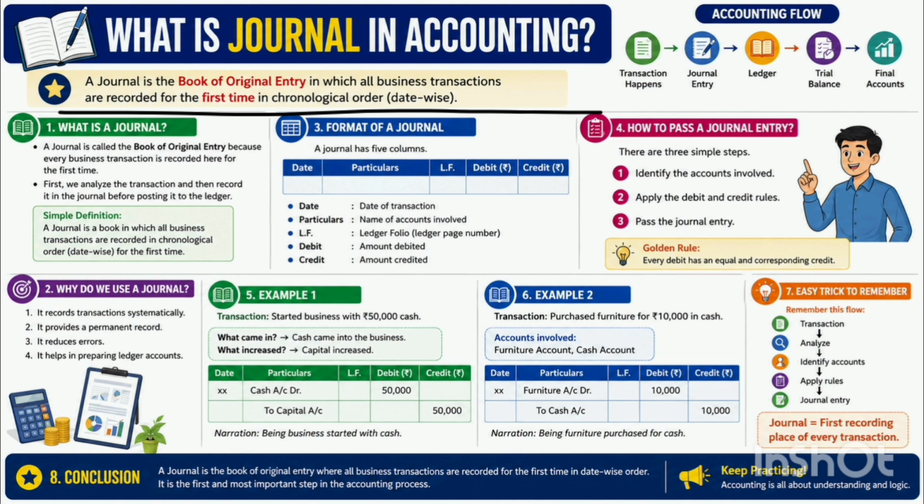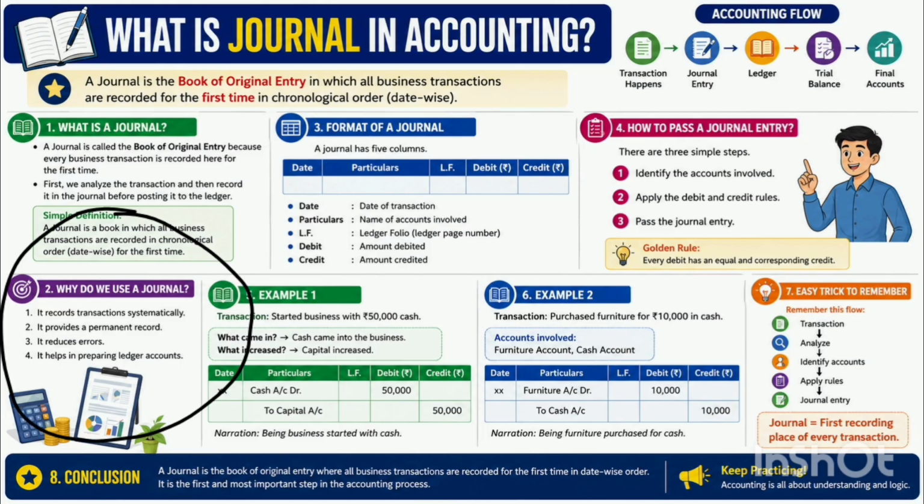Okay, so for getting a permanent and systematic record, we have to record all the transactions in such a book. That book is called a journal, where we get the record of the transactions. I have also written why we use a journal. That is the reason behind why we record all the transactions in the book. First one is, it records transactions systematically.